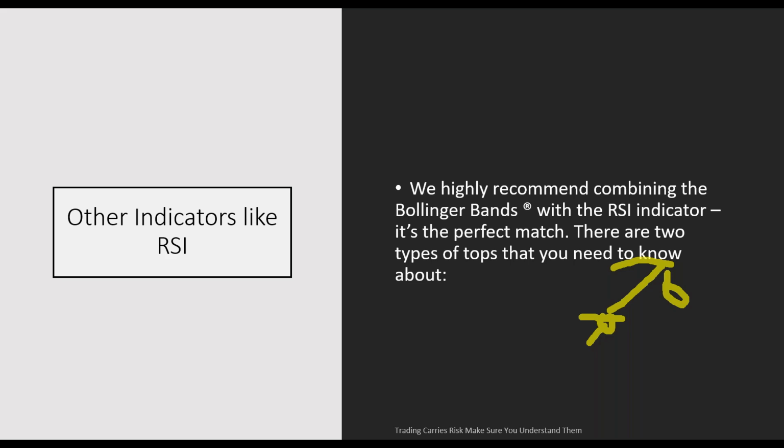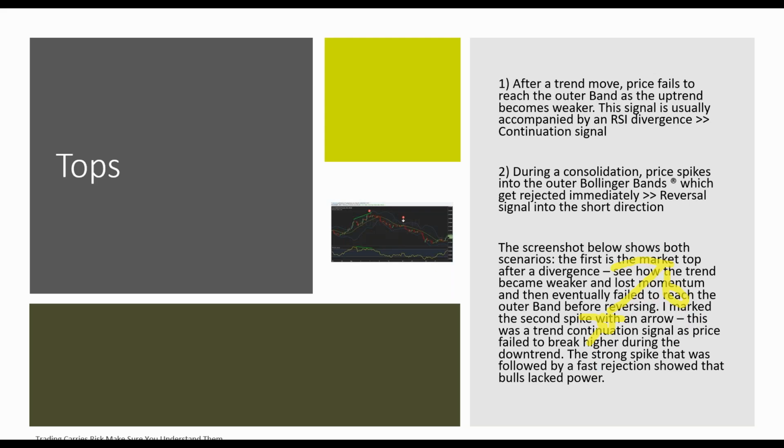So we highly recommend combining Bollinger Bands with RSI. It's a perfect match. And there are two types of tops you want to know about. But if we combine it with RSI and volume, we then have ourselves a nice little trading system.